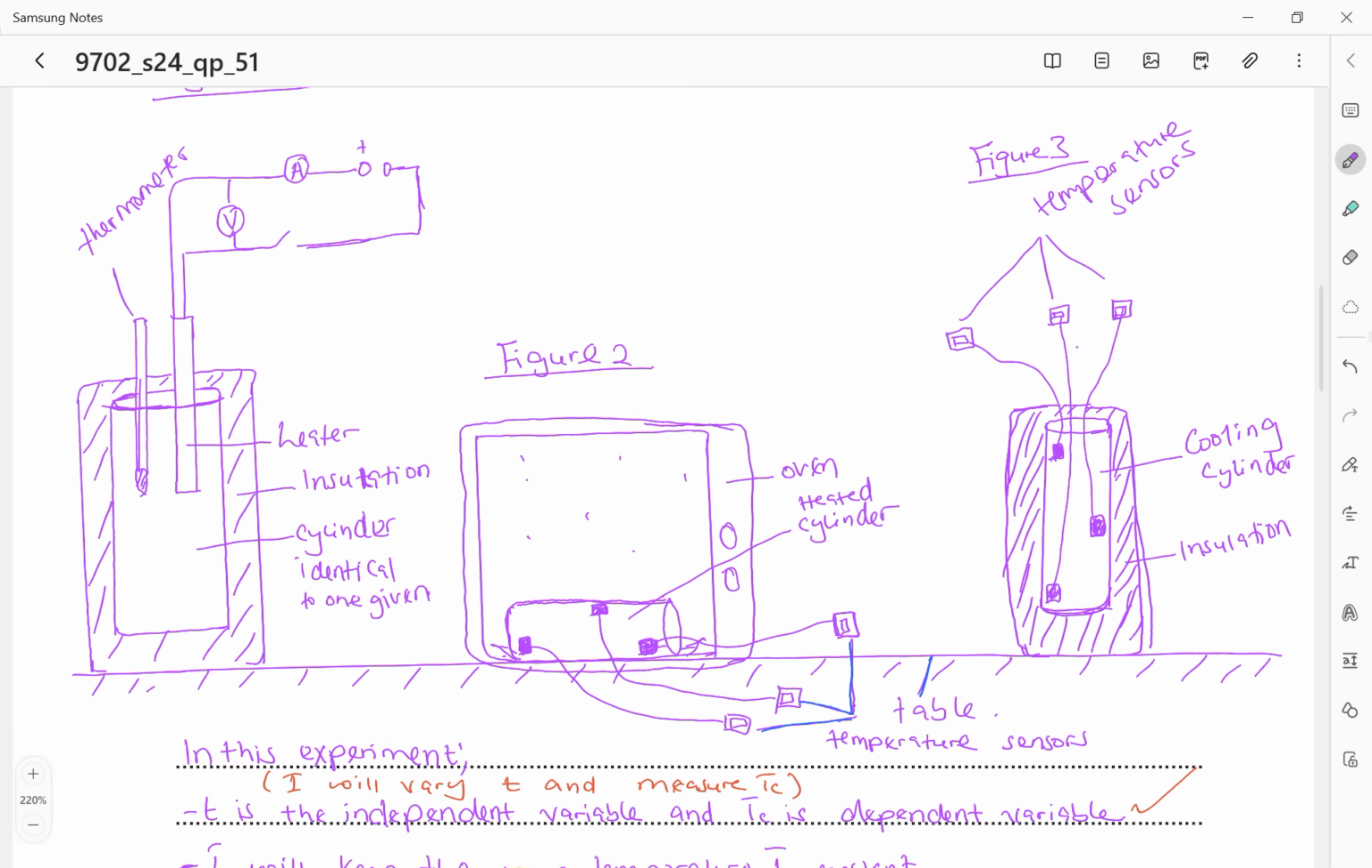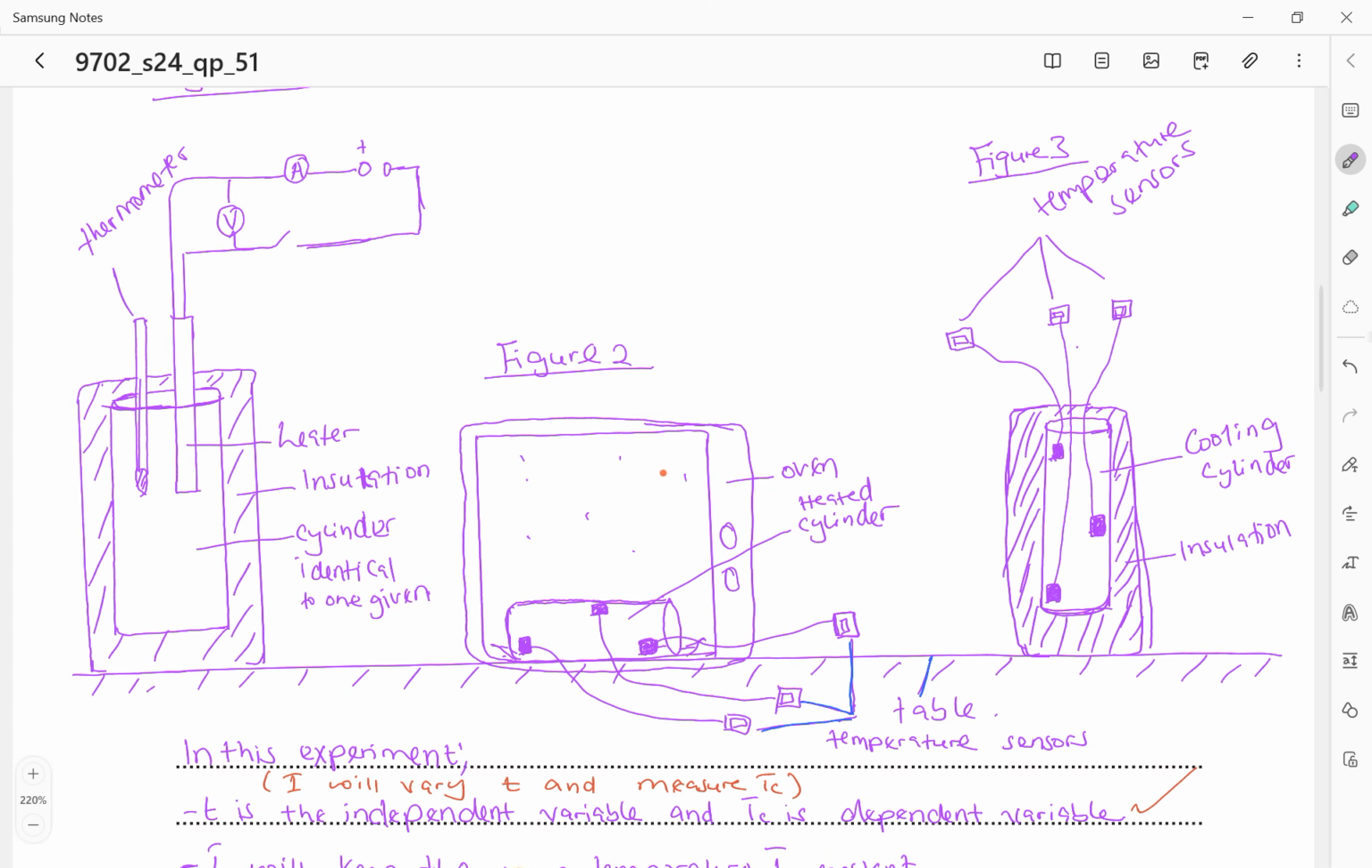There's a reason why I put temperature sensors at different points around the cylinder, because I want to ensure that the temperature around the cylinder is uniform, or if it is not uniform, like in the cooling process, I may find the average temperature around the cylinder, so that Tc is the average. Okay, so having drawn the diagram, now writing the essay is very easy.